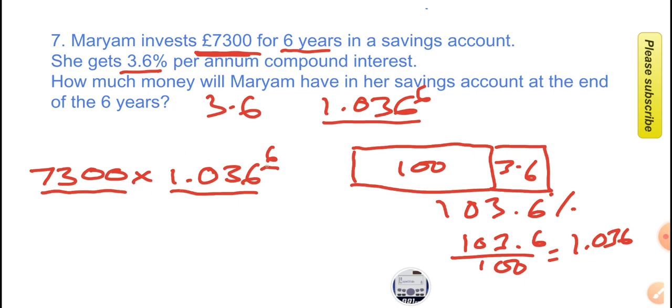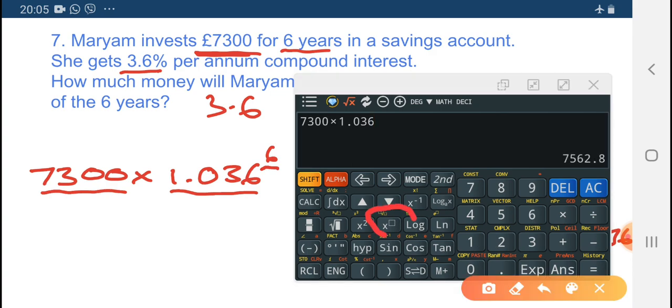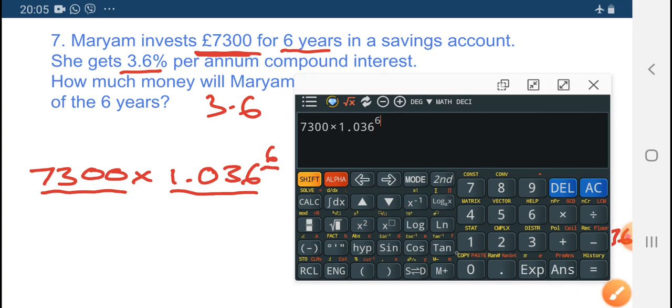So now you have to put all of this into your calculator. As you can see, I've already typed in 7,300, times 1.036, and we're going to do power. The power button is this one here, to 6, because it was for 6 years. And as you can see, the answer is £9,025 and 71p.